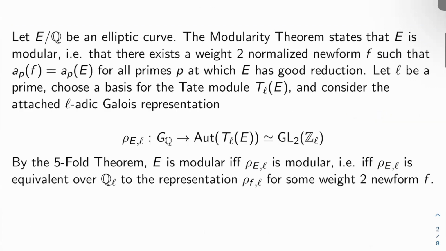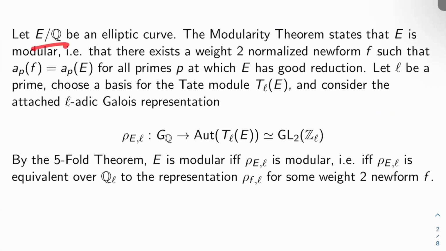So let's remind ourselves what's happening here. Let E over Q be an elliptic curve. The modularity theorem states that E is modular, which means there exists a weight 2 normalized newform f such that a_p(f), the p-th Fourier coefficient of f, is equal to a_p(E), which is this gadget that's sort of counting mod p solutions to E, for all primes p at which E has good reduction. Okay, so in other words, the L-functions of the elliptic curve and the newform match up.